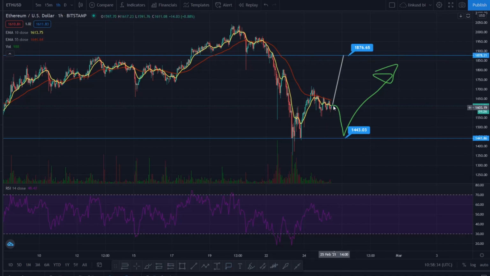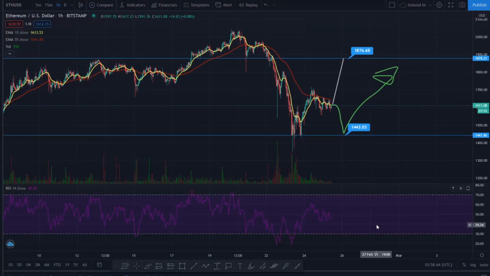But if we were to lose momentum here and carry down with Bitcoin, then we are looking at a target of 1443 for Ethereum on the hourly time frame, guys. Just looking at the RSI here, you can see that it is tying up with the fact that we have done a higher high, a lower high, a higher high, lower high.